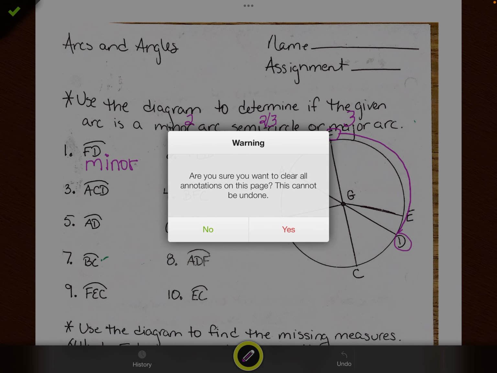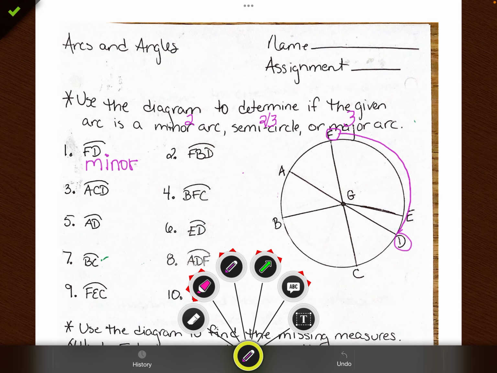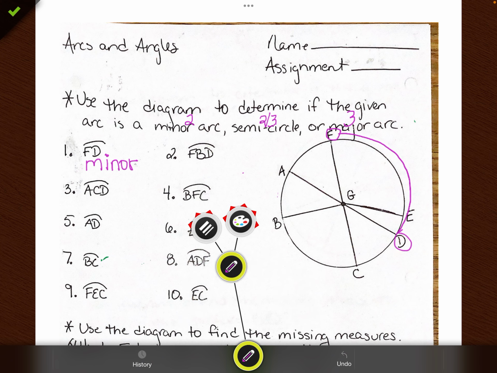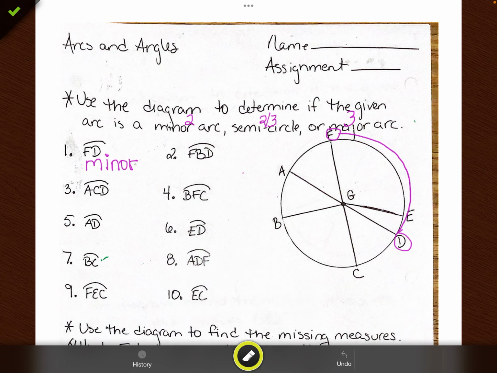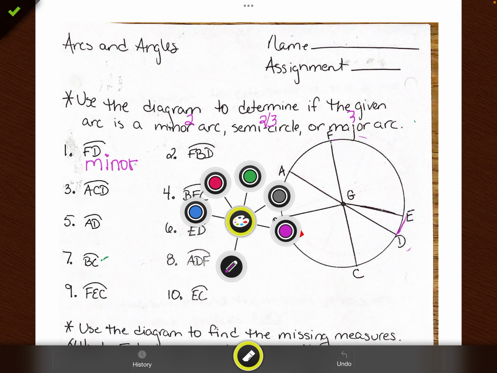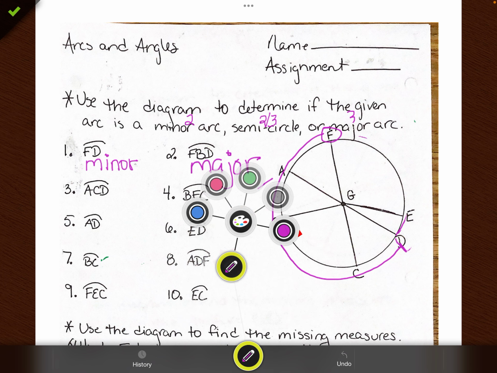Now we got to look at number 2, and number 2 says arc FBD. So FBD, you have to go from F to B to D. So F around to B to D. If you look, three letters, you know it's a semi or a major. Trace it. It's bigger than a semicircle. It's more than half, so that's major. And then erase.